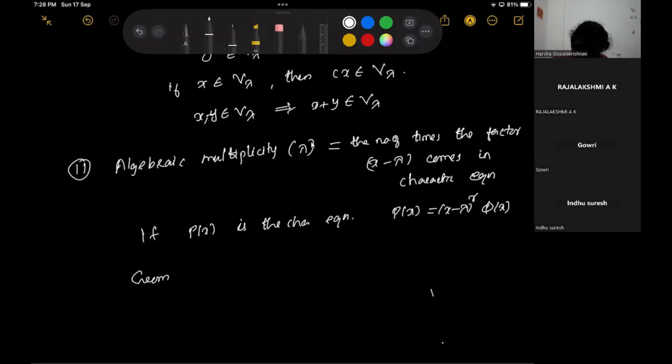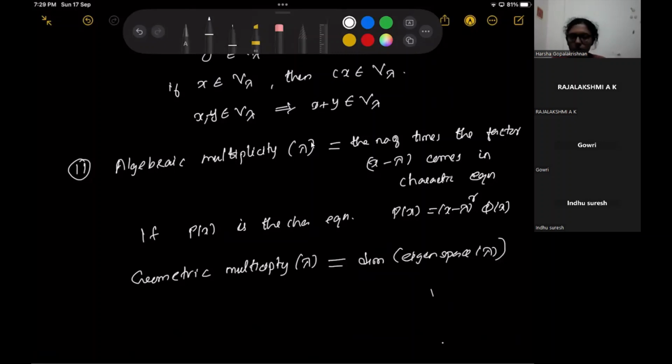Now, geometric multiplicity of lambda means the dimension of the eigenspace of lambda. So we already got the lambda and the eigenspace of lambda as above. What is the dimension of that vector space? That is the geometric multiplicity of lambda.